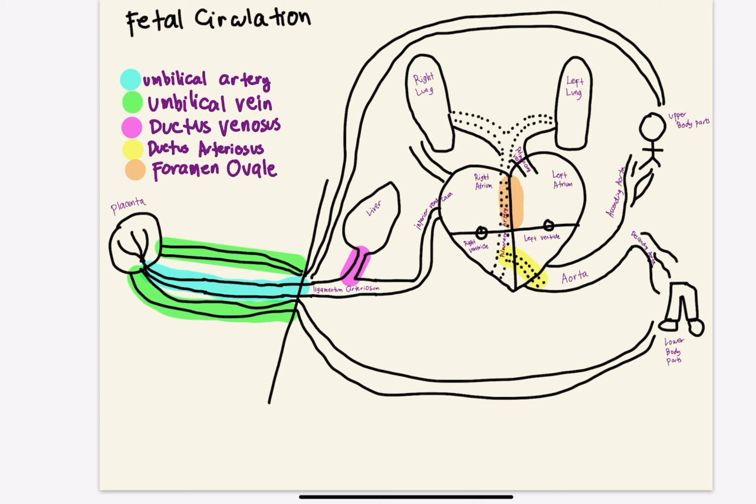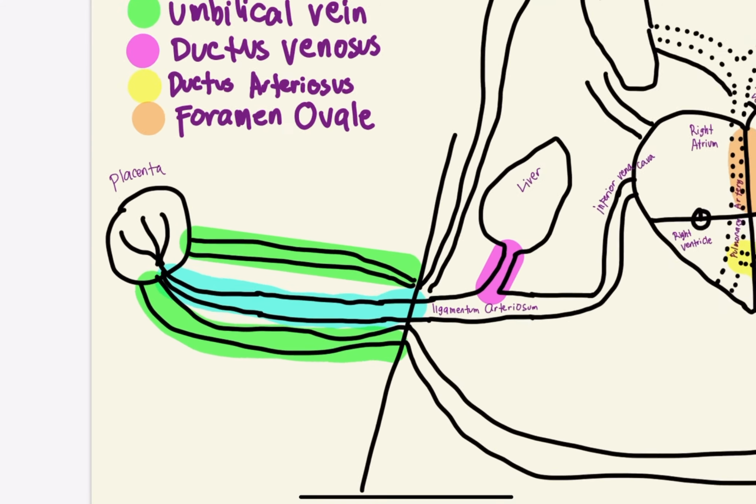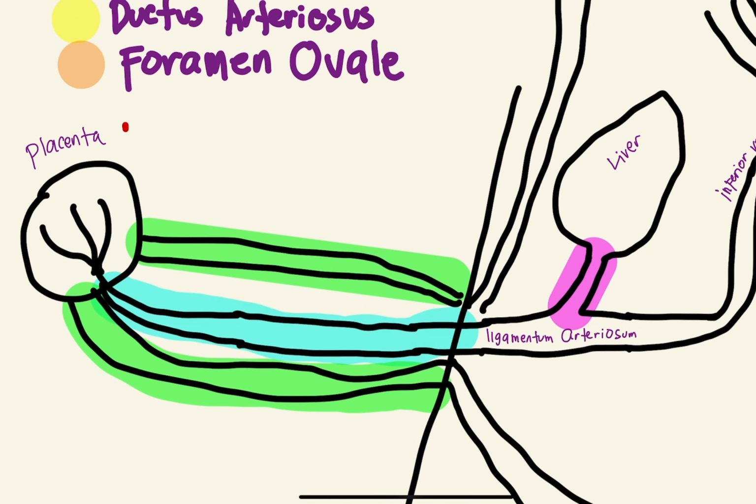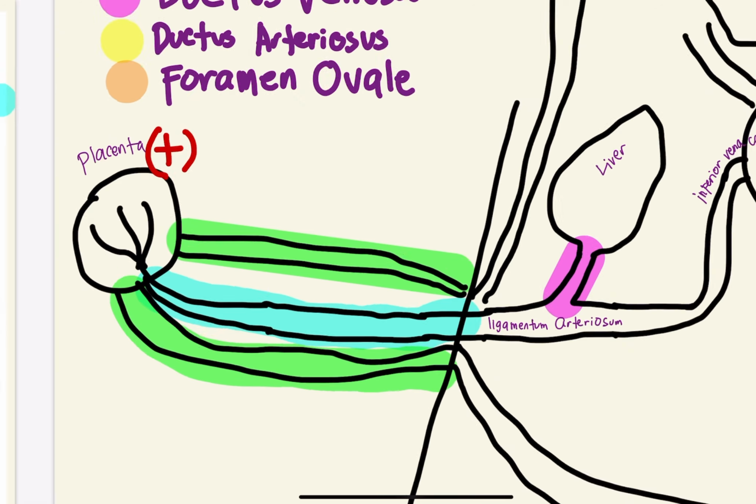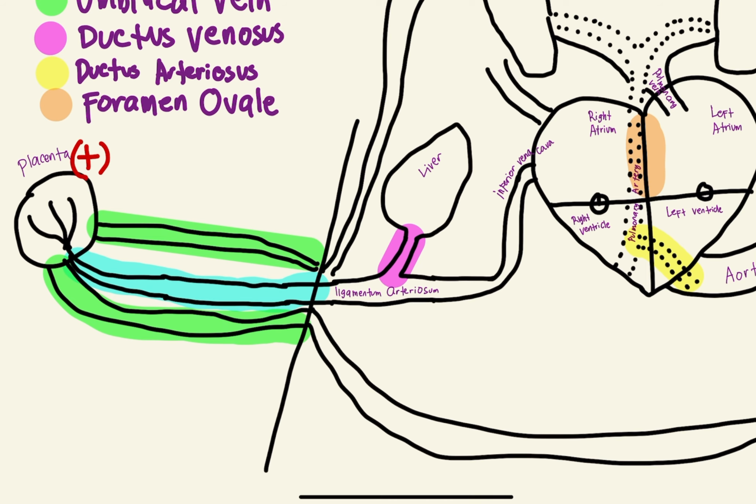Ano nga po pala yung function ng placenta? It aims to deliver oxygenated blood from the mother towards the baby. Okay. So always remember that in the placenta, meron na po tayong oxygenated blood. Bakit? Kasi nga dito po sa placenta nanggagaling or nangyayari yung oxygenation.